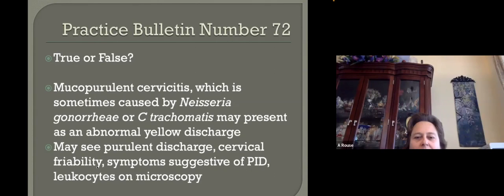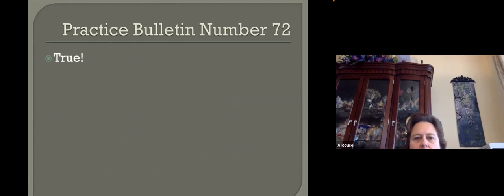Yeah, so the cervicitis you might see from gonorrhea or chlamydia may present as yellow discharge. So that was that picture question we had earlier. So they can look similar. And then you might have cervical friability. So maybe not necessarily a strawberry cervix, but you touch it and it bleeds. So now you're thinking, oh, what else is going on? You might see white cells when you're looking under the microscope with your wet prep. So it is true.